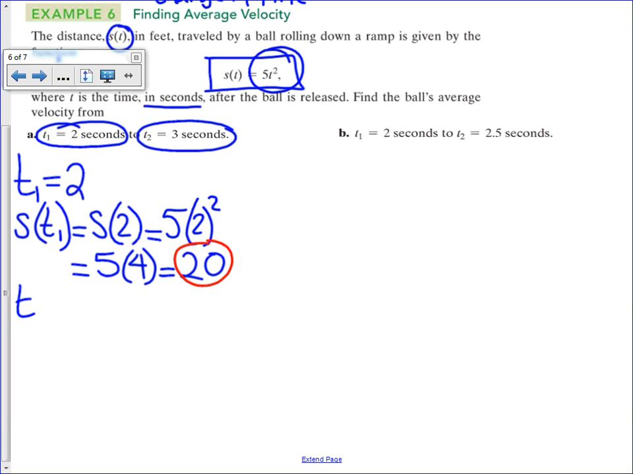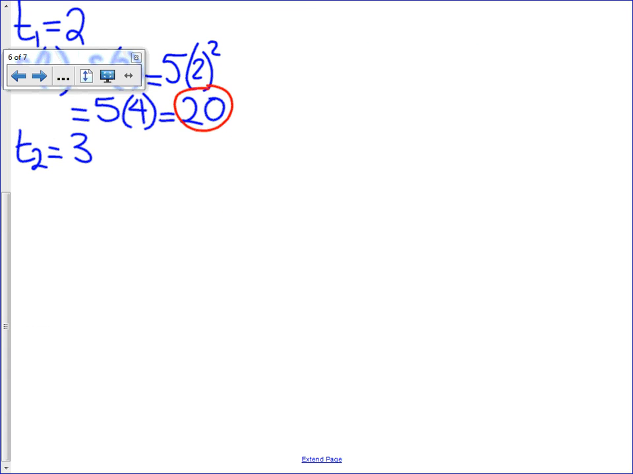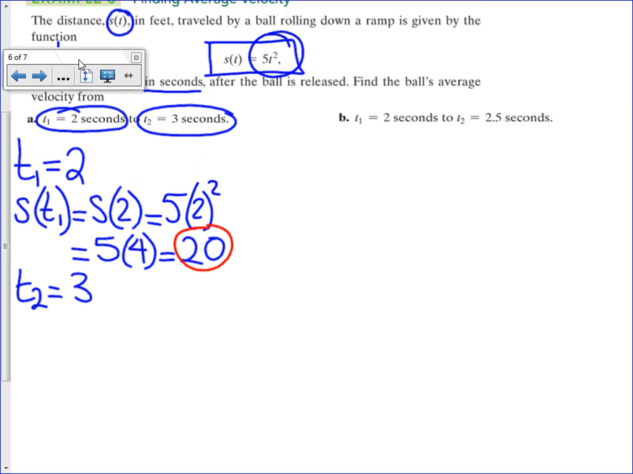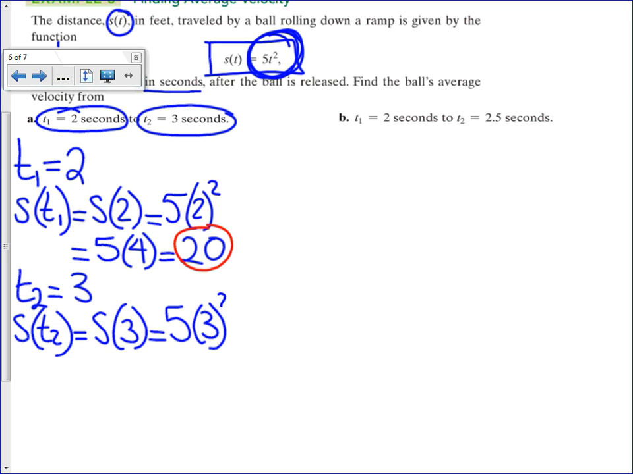Now let's find the position at t sub 2, which is 3 seconds. And again, we're going to be using the equation. We're going to substitute the 3 into the equation, that same equation, 5t squared, the one here. So S of t sub 2, the position at t sub 2, or the same as S of 3, will be 5 times 3 squared. So this becomes 5, and 3 squared is equal to 9. And we know that 5 times 9 is 45.